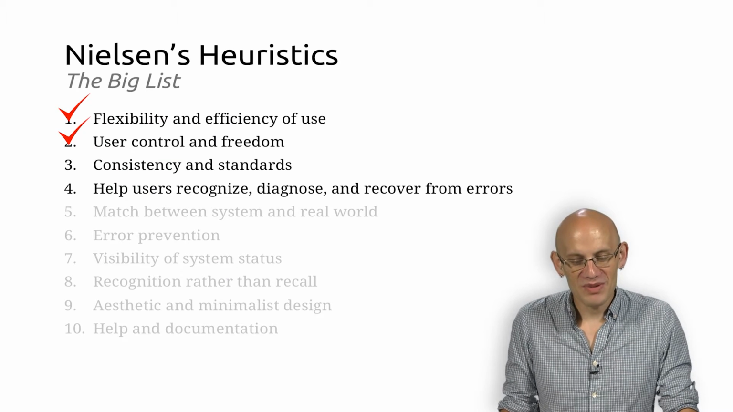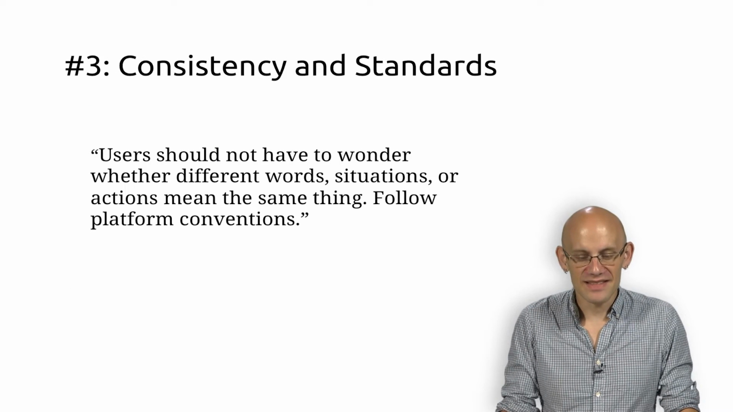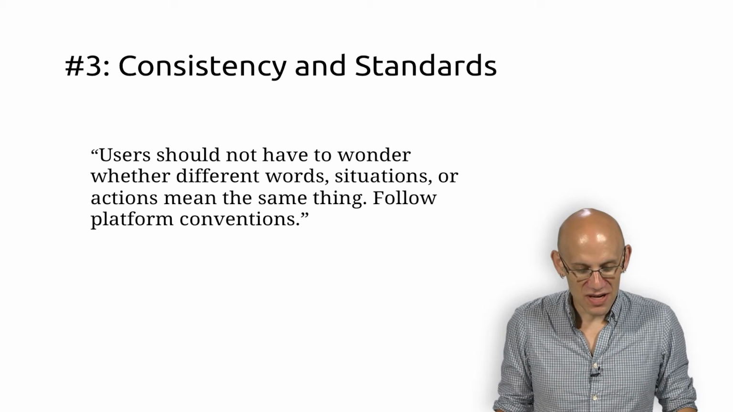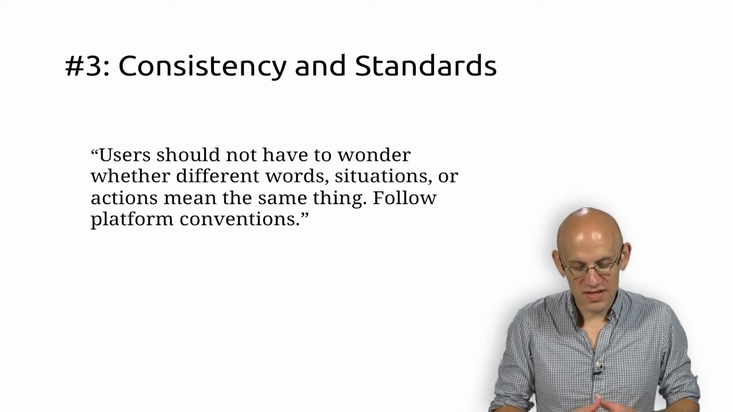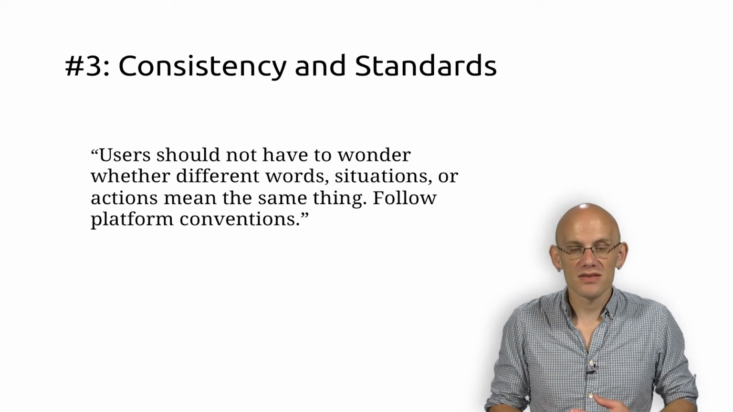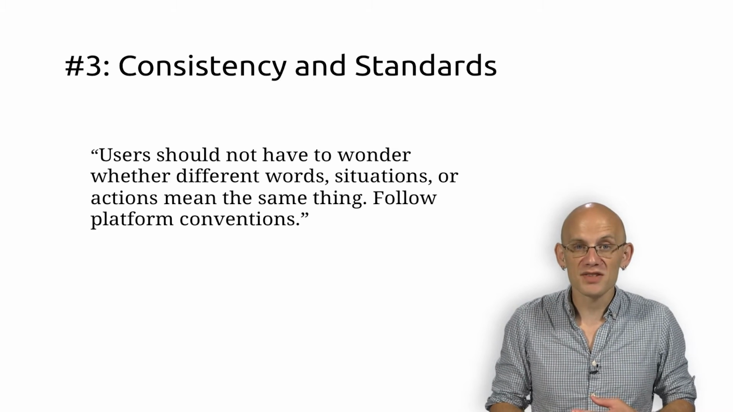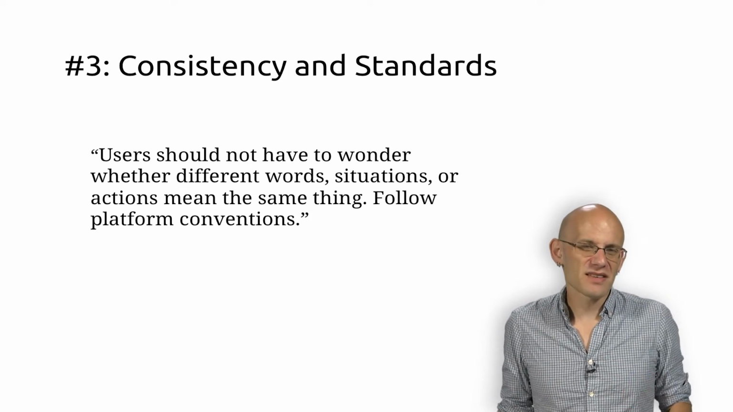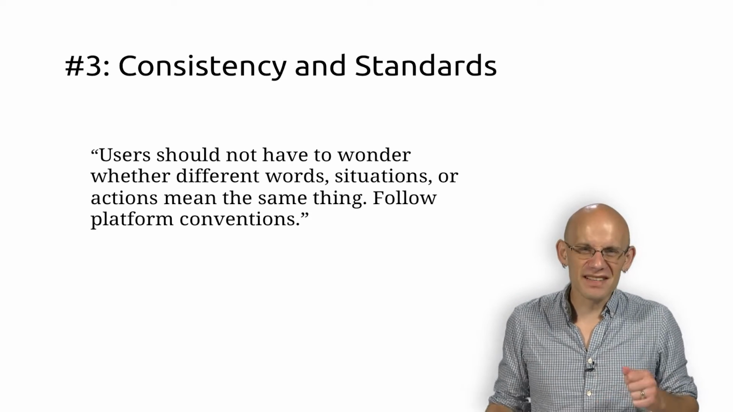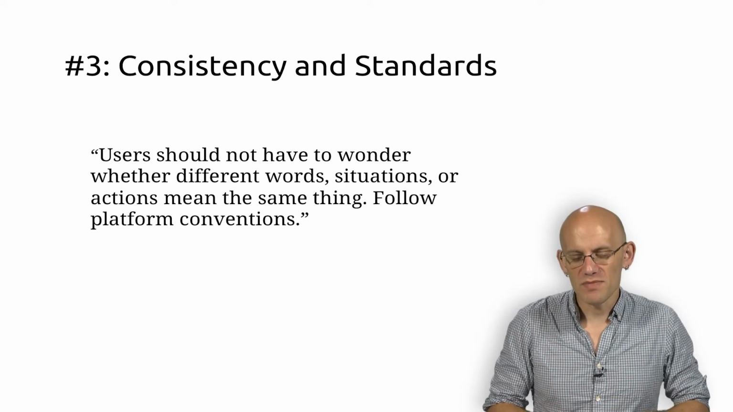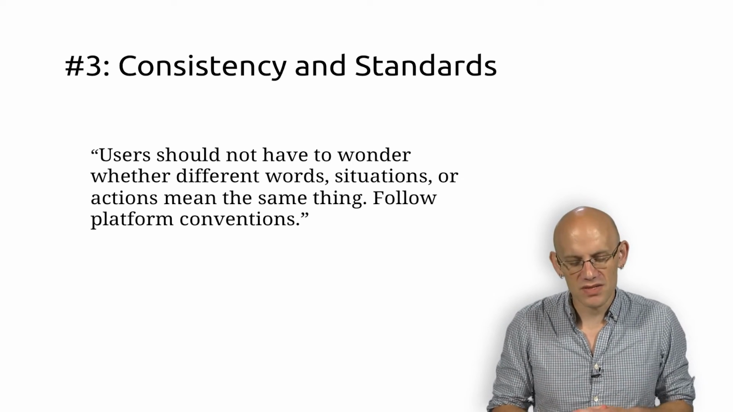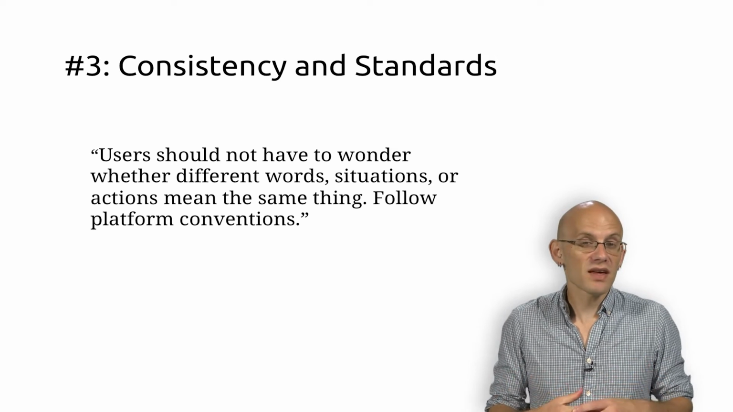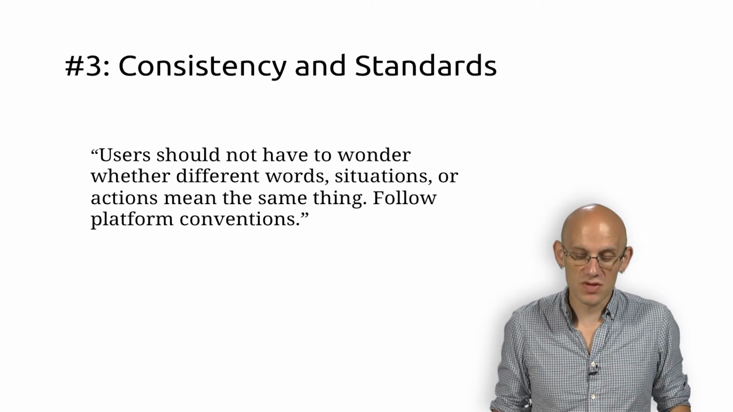heuristic number 3, which is about consistency and standards. Let's talk about Nielsen's definition here. So Nielsen writes, for this heuristic, users should not have to wonder whether different words, situations, or actions mean the same thing; follow platform conventions. This is a great example of how heuristic evaluation connects with a lot of the other topics we've been learning about in this specialization. We talked about consistency in the last course. This is basically a heuristic that wraps a lot of those notions.